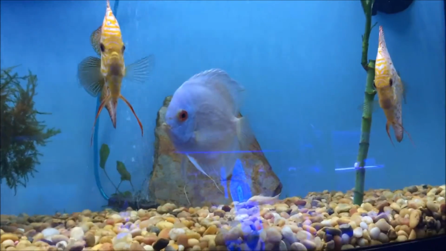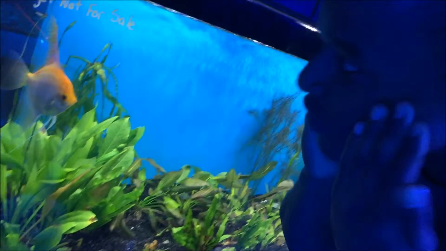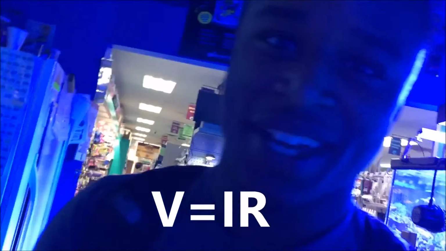Thank you. This is Ohm's law. It relates the current to the potential difference between the ends of the conductor. Current equals change in voltage over resistance. This is a vital equation to solving the unknown variables in a circuit. You told me V equals IR.